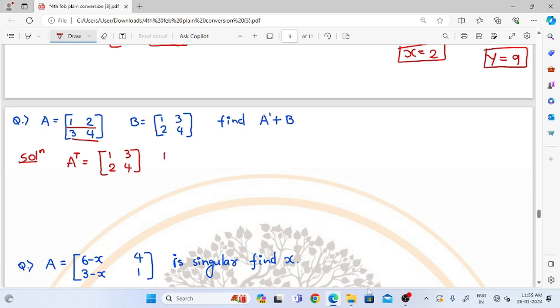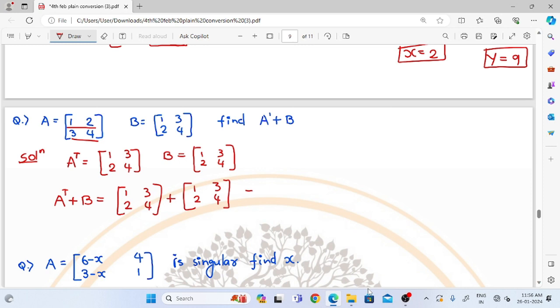And B is as it is. What is B? B we have 1, 2, 3, 4. So we need to calculate A transpose plus B. So A transpose plus B is equal to A transpose is 1, 2, 3, 4, and B is also the same thing 1, 2, 3, 4. If we add these two matrices, we will get 1 plus 1, that is 2, 3 plus 3, that is 6, 2 plus 2, that is 4, 4 plus 4, that is 8. So this is the answer of A transpose plus B.